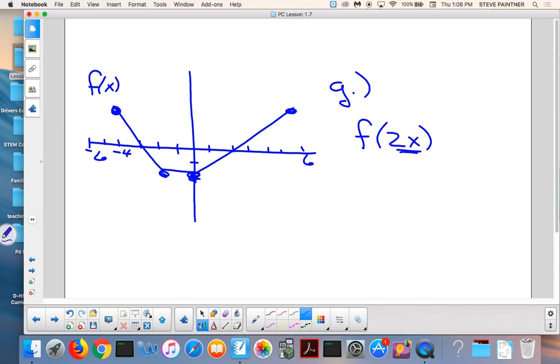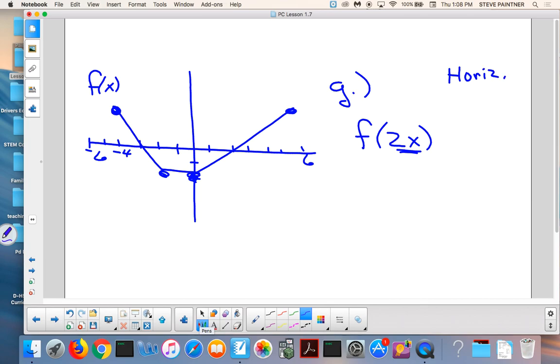They went inside, they multiplied x, your function, by 2. What is this? Is this a vertical stretch or is this a horizontal? Vertical would be in front of your function. That's vertical. When it's inside, it's not vertical. It's what? Horizontal. Okay, so we would say what? We're going to say horizontal.